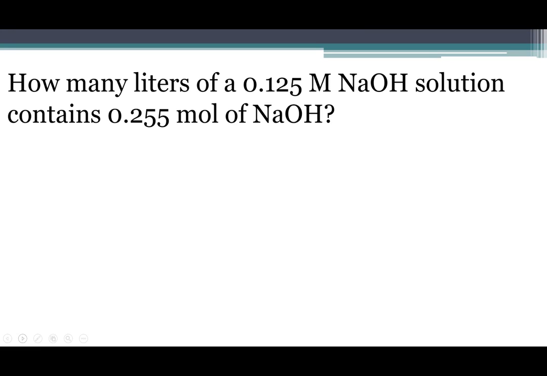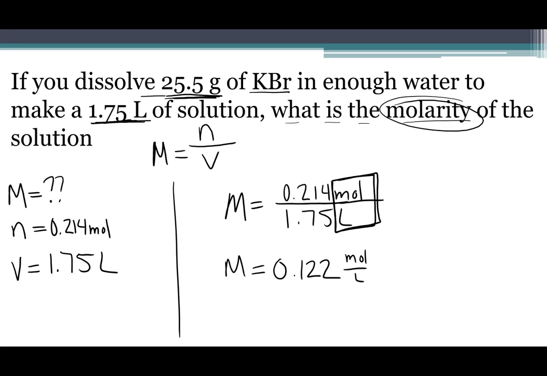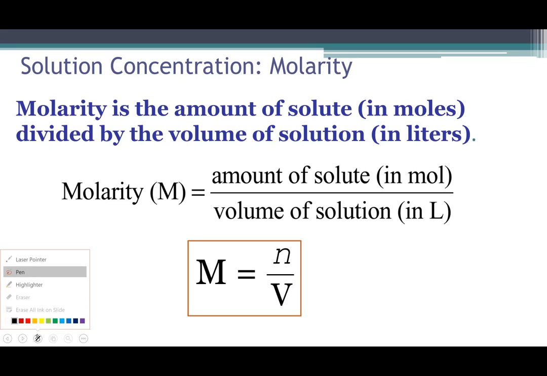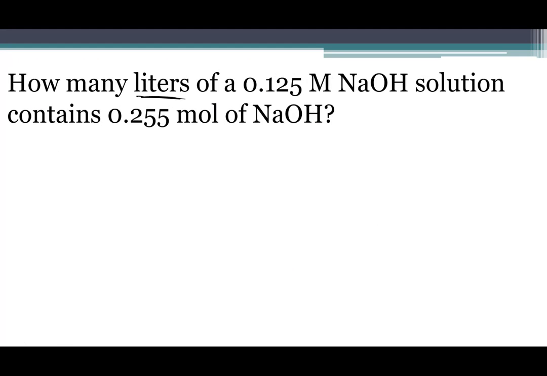All right, so how many liters of a 0.125 molar sodium hydroxide solution contains 0.255 moles? All right, so asking for something a little different. It's asking for liters, okay? So let's get our formula onto the paper. Let's start taking inventory of what we know and what we're trying to solve for.